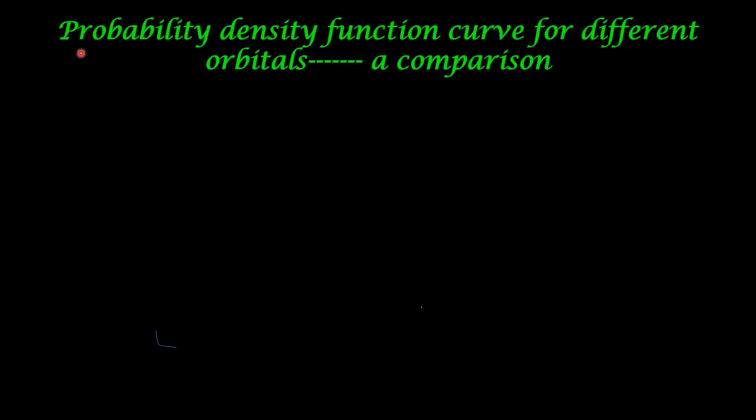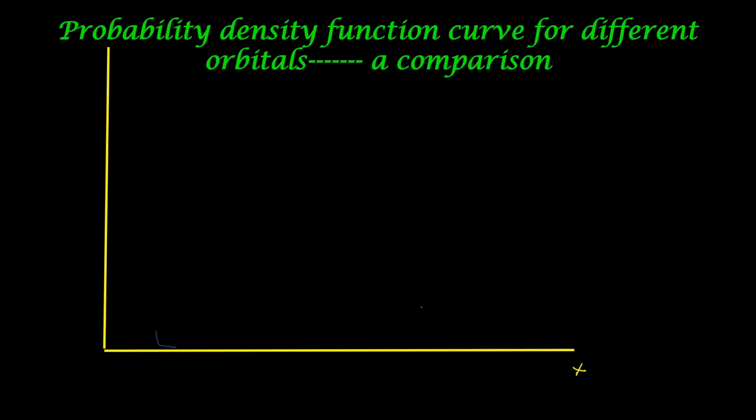Now we will pass on to the radial probability distribution function curve. It is a comparison. But before we pass on to this, we will first see the probability density function curve for 2p and 3p orbitals, because we are discussing the shape of p orbital. Let us see that. This is the x-axis. This is the y-axis. Now you have the probability density distribution function curve for 2p.